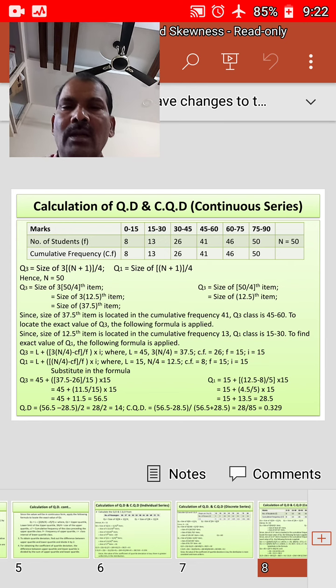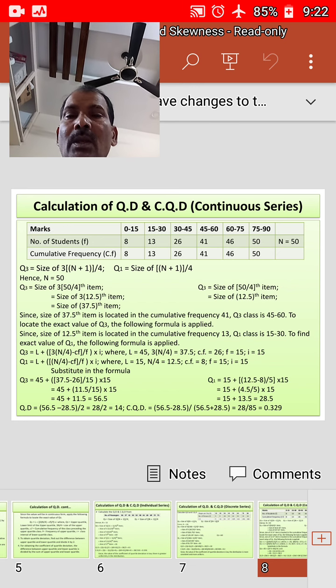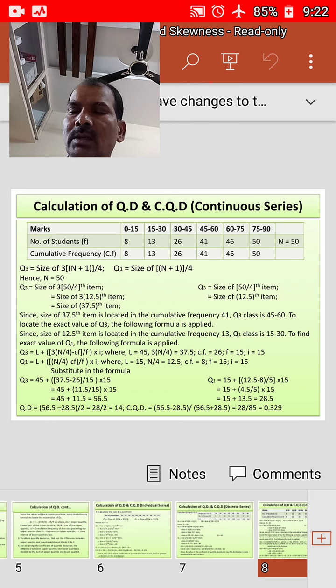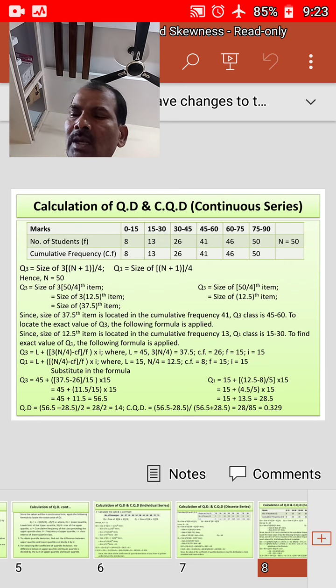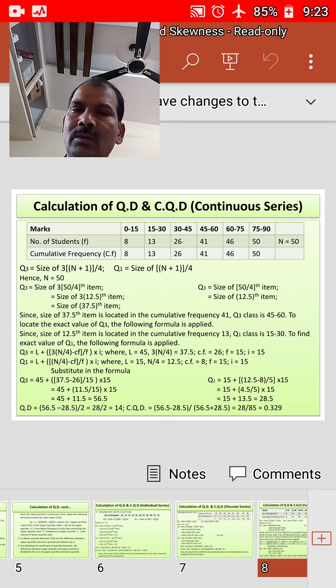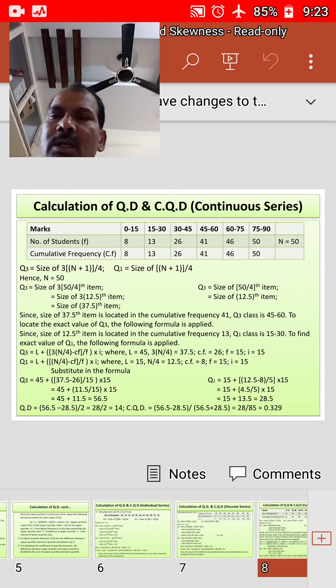Now we will solve the problem. In order to find Q3, he has given only marks and number of students. We need to find the cumulative frequencies. By looking at the formula, I mistakenly wrote the number of students wrongly; the cumulative frequency is right, but the number of students is not right. Number of students are 8, 5, 13, 15, 5, 4. A correction can be made in the PPT.